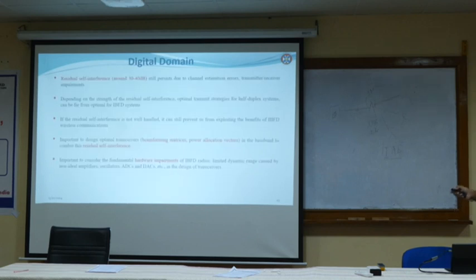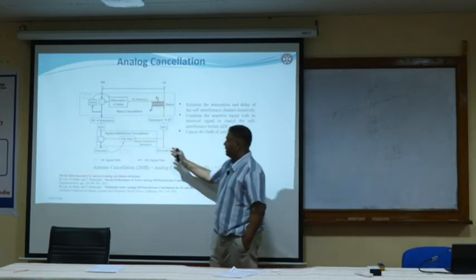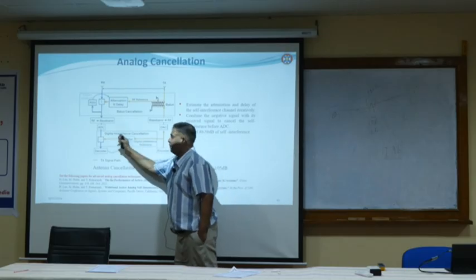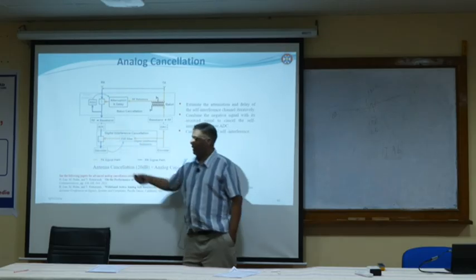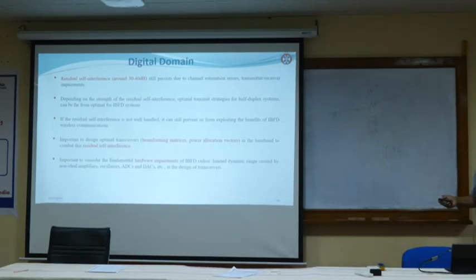So the residual self-interference, after analog and antenna cancellation, will be handled in the digital domain. That's what is shown here. The residual self-interference of around 30 to 40 dB still exists, and that can be handled in the digital domain.